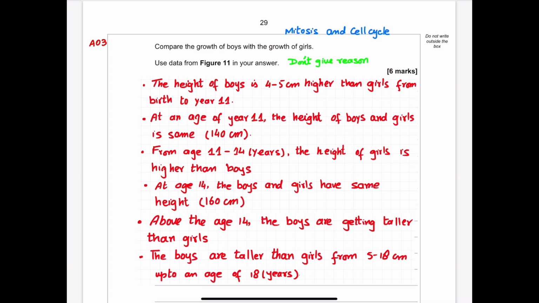At the age of 11, the height of the boys and the girls is the same, that is 140 centimeters. From age 11 to 14, the height of the girls is higher than the boys. At the age of 14, the boys and the girls have the same height, that is 160 centimeters, and students can use figure number 11. Above the age of 14, boys are getting taller than the girls, by about 5 to 18 centimeters up to the age of 18.